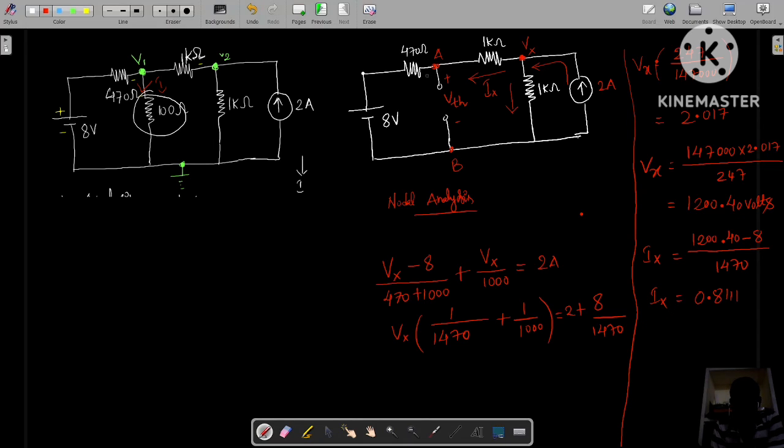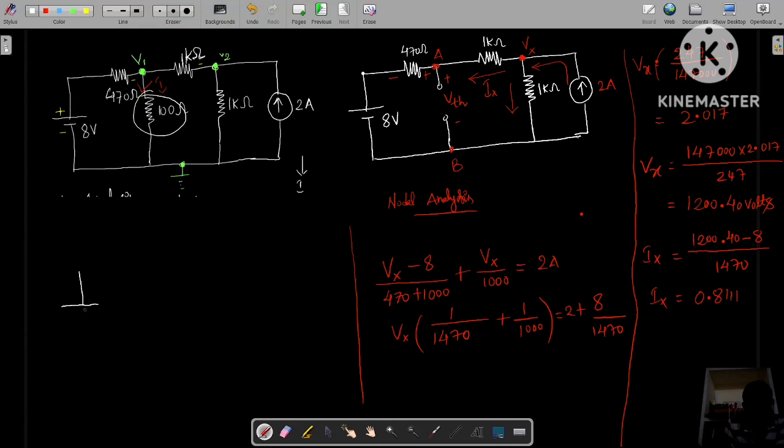Now according to this current direction, give the polarities for this resistance. It is plus, it is minus. Now what is the current flowing? 0.811. Now for this small loop apply KVL. You will get the VTH value. Let me show how we can do it.